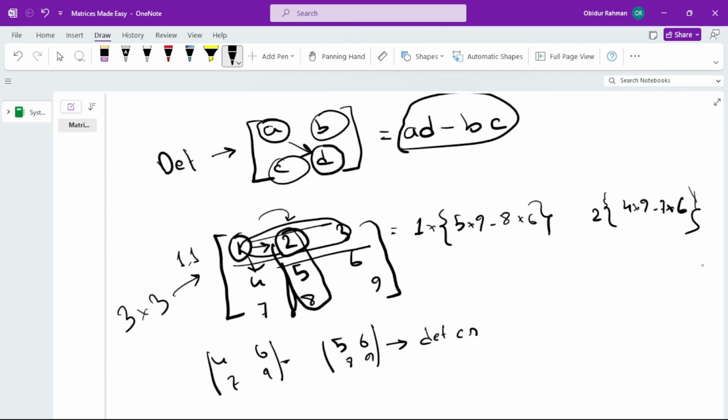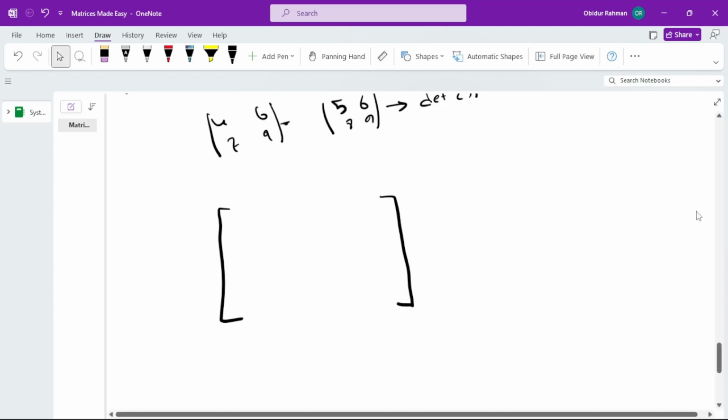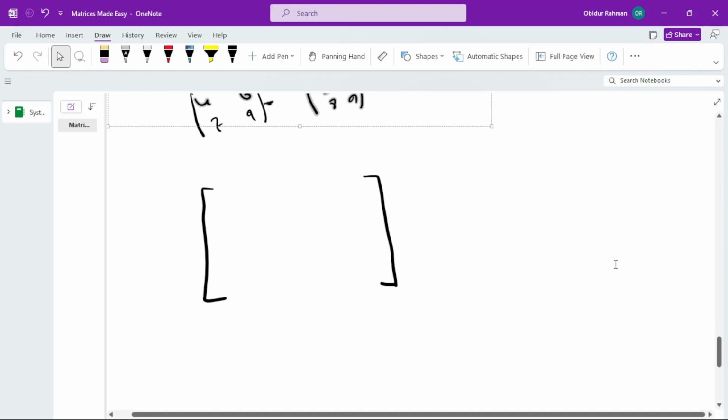And then you write a minus here. So why do you have a minus here? See, this is how it goes. I probably didn't make this explanation clear, so let me do it again.